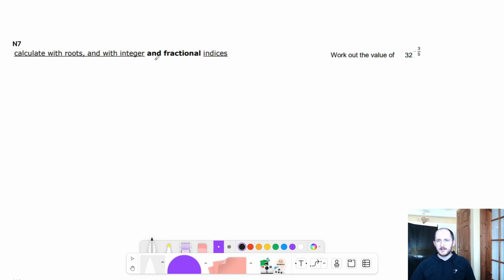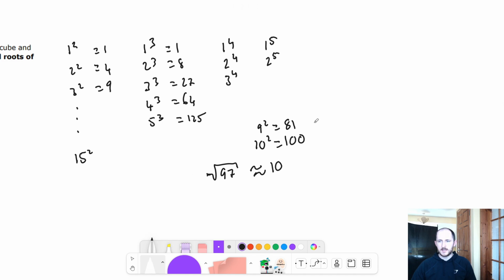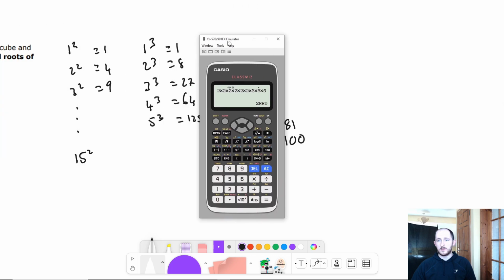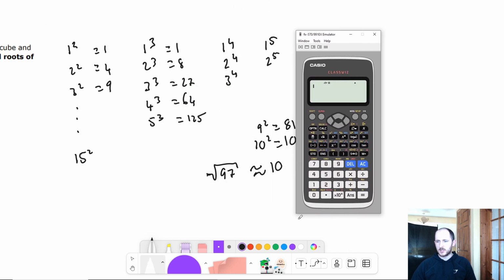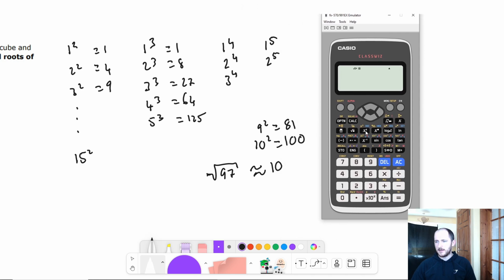Calculate with roots and with integers and fractional indices. So the fractional indices part is entirely higher tier. So calculating with roots and integers, essentially, for foundation guys, you just need to use this. And the reason why it's a separate spec point is you also should be able to do this on your calculator. So just to kind of go through how you do that, the power button, so this is just squared, obviously, but this one gives you any blank power, so you can do to the power of like 12 if you wanted to. So that's a big number, but yeah, okay.